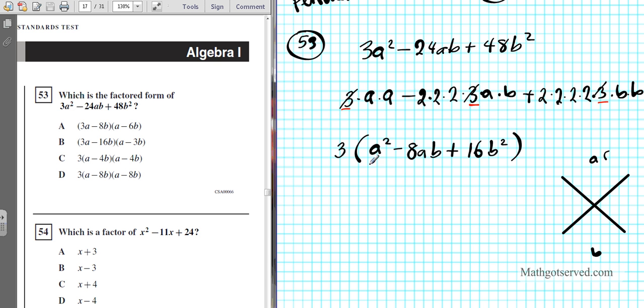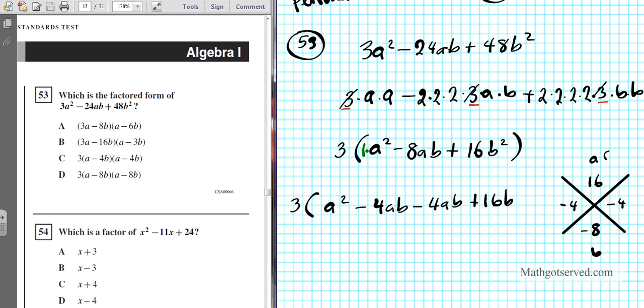AC, there's a 1 here. Put a 1 there. Since there's nothing, 1 is always the coefficient if there's no number in front of a variable. So AC is 16, and then B is negative 8. So what two numbers multiply to give you 16 and add to give you negative 8? How about negative 4 and negative 4? Those two work, right?